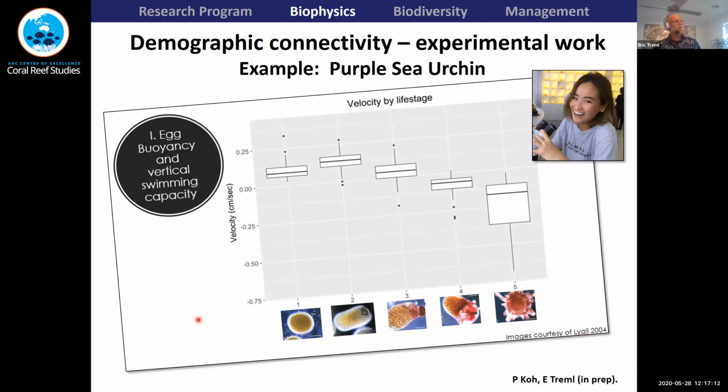And this is just to say that we've explored different life history parameters on dispersal outcomes for a variety of taxa in this system. And this just highlights our first empirical representation of fall velocity or buoyancy in larval sea urchins, how they shift from being positively buoyant to strongly negatively buoyant over this 8-day dispersal period.